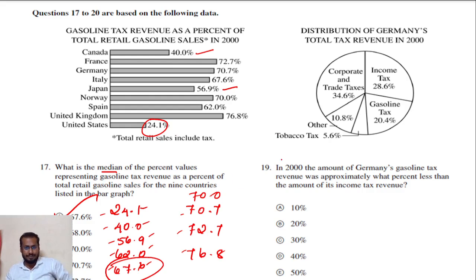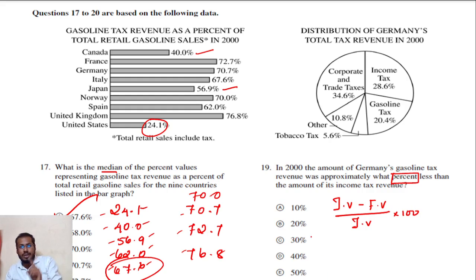And the next question. In 2000, the amount of Germany's gasoline tax revenue was approximately what percent less than the amount of its income tax revenue? Okay, so this is a percent question, correct? And they are asking about the less than. So I can choose just the formula: initial value minus final value over initial value into 100. But we should take the values carefully. That's what is most important here.